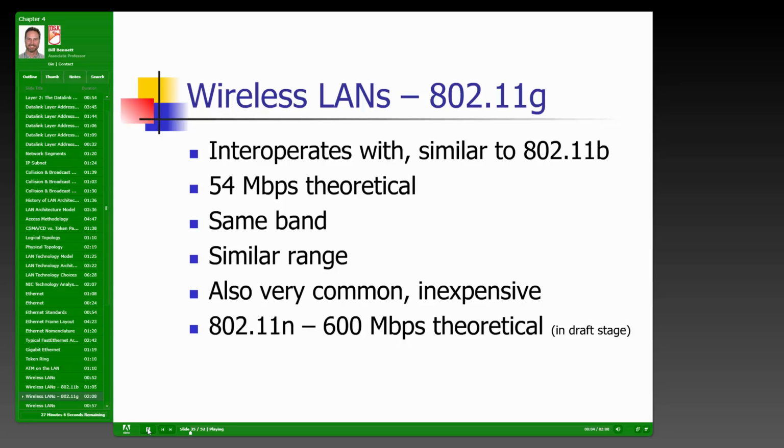802.11g interoperates with 802.11b, and it basically was a speed increase to the b technology, so it got it up to 54 megabits per second theoretical. It uses the same frequency range of 2.4 gigahertz, and it's also very common and inexpensive.